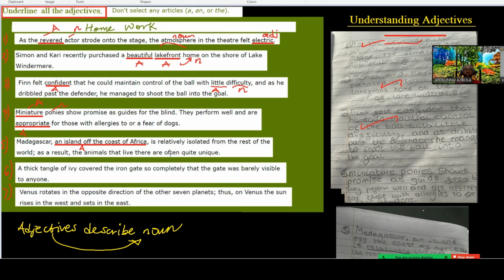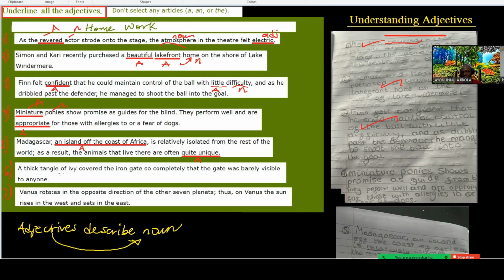Often is not an adjective. So, they're unique, and quite is also an adjective. Both quite and unique are adjectives. Is that clear? In this case, quite is describing the unique nature of the animals. But in some other cases, quite would be an adverb, okay? Like when you say something is quite rare, it could be an adverb.